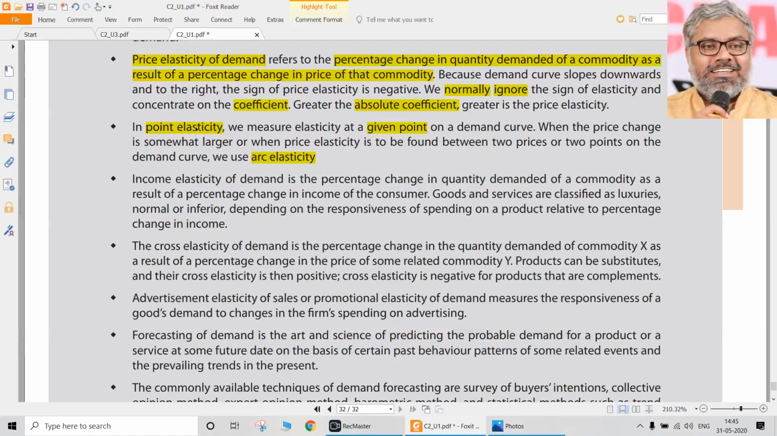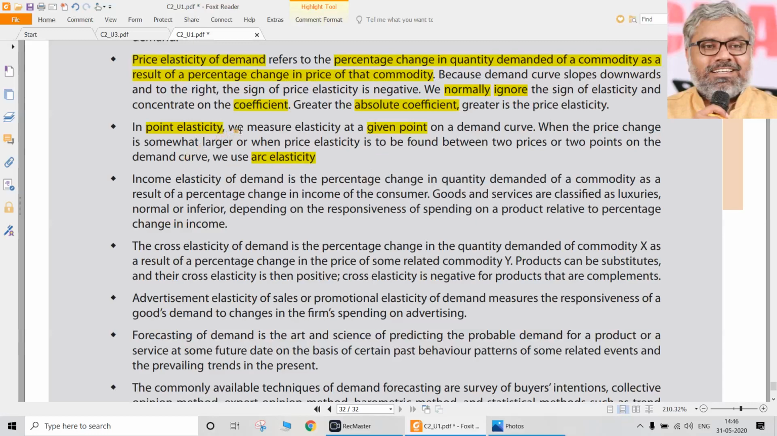Point elasticity is used when the price change is smaller. The actual word used is infinitesimal. Again, we don't need to go into that. That much technical knowledge is not required. It means smaller, let us say. Ideally, it should be called infinitesimal, but let us restrict it to smaller. So if the price change is smaller, which method can be used? Point elasticity can be used. It is a very, very minute change. When the price change is larger, then we can use arc elasticity.